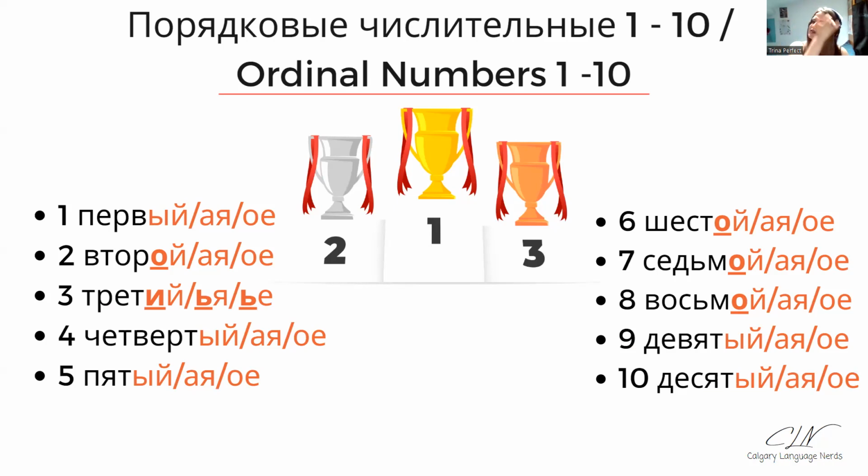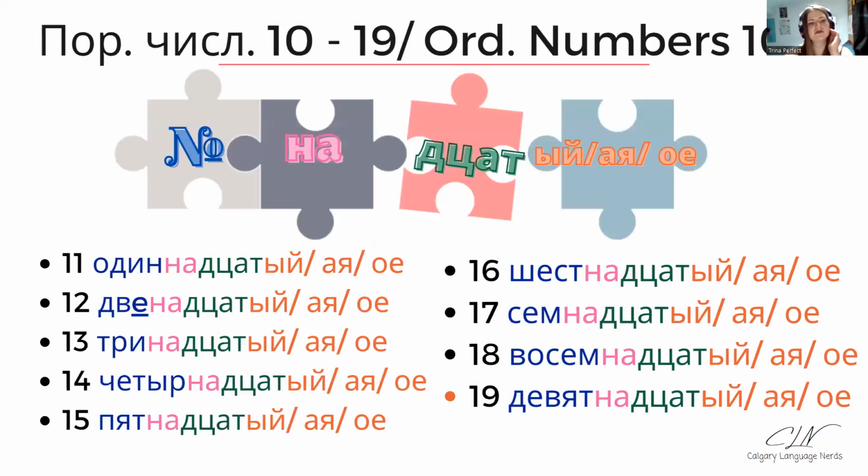Okay, let's do all of these in feminine. Шестая, седьмая, восьмая, девятая, десятая. And let's do all of them in neutral, just for the sake of practice. Первое, второе, третье, четвертое, пятое, шестое, седьмое, восьмое, девятое, десятое. Отлично, great. Let's move on.